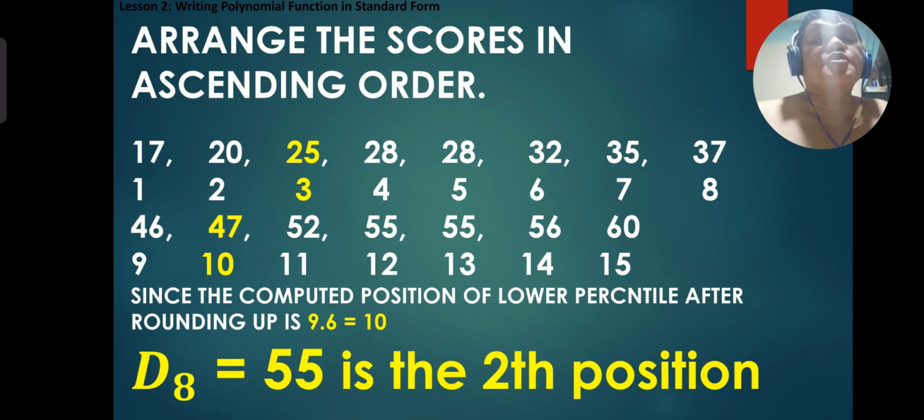And again, arrange the scores in ascending order. We have 17, 20, 25 to 60, with positions 1, 2, and so on until 15. Since the computed position after rounding up is 13, the 13th position would be equal to 55.